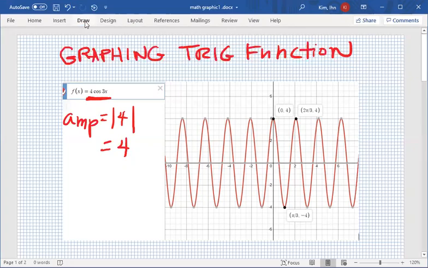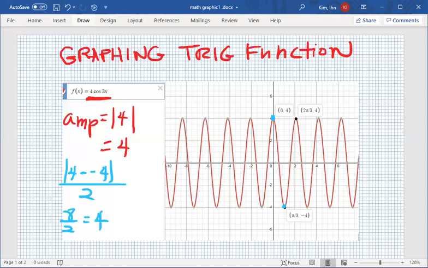Okay, so the highest point here, let's take 0, comma 4. That's the highest point, right? That's the maximum point. And the minimum point is going to be pi over 3, it's in radians, pi over 3, comma negative 4. So if you look at the distance, it is 4 minus negative 4, which we're going to take the absolute value of, divided by 2. So that's going to be 8 divided by 2, which is 4.